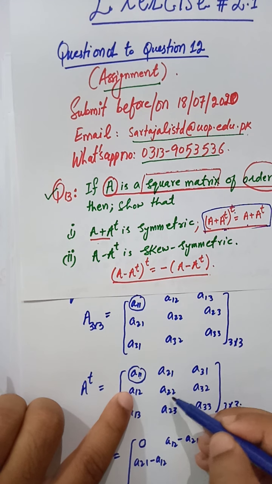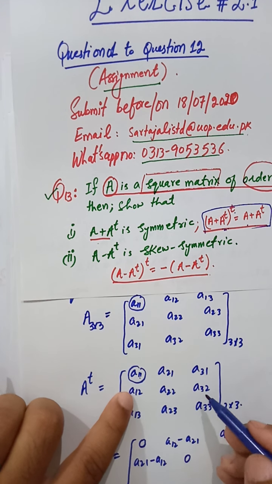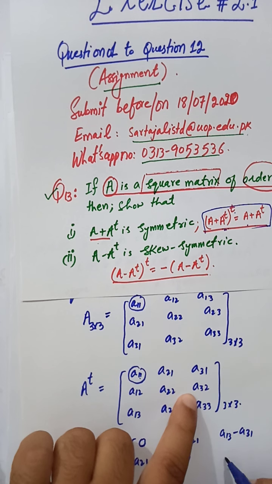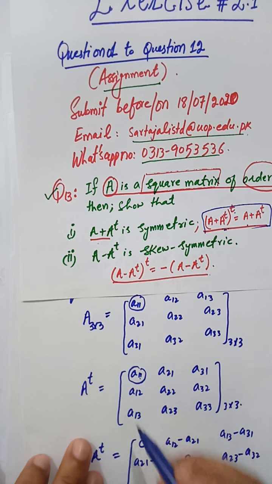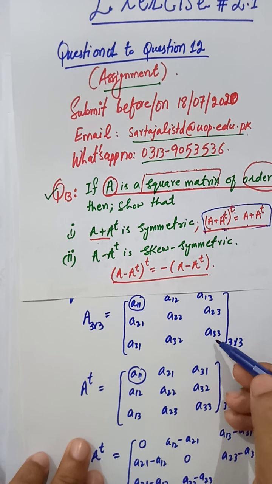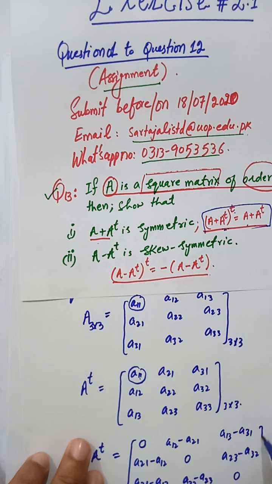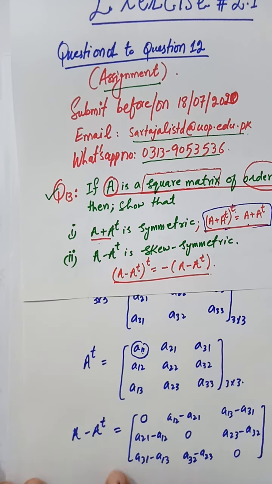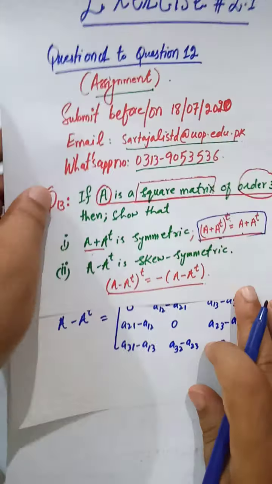Here when you subtract A22 from A22 you will get 0. Now I'm subtracting this element from this because they are corresponding. So A23 minus A32. Here I'm subtracting this one from this element. So A31 minus A13. Subtracting this element from this because they are corresponding. So A32 minus A23, and when you subtract this element from this, both are the same, so they will give us 0. So this is A minus A transpose.